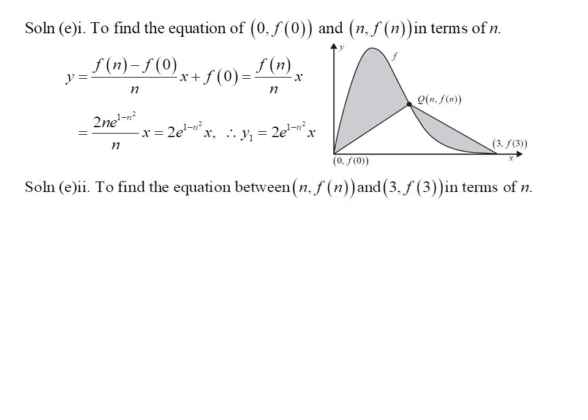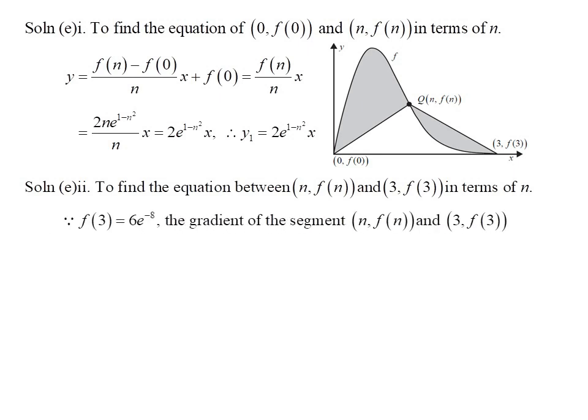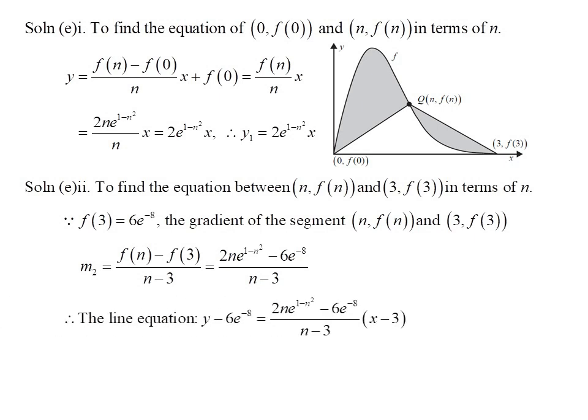Subpart 2 is to find the line equation between q and point 3, f of 3, in terms of n. Since f of 3 equals 6e to the negative 8, the gradient m2 equals (f of n minus f of 3), all over (n minus 3), which equals (2n times e to the result of (1 minus n squared) minus 6e to the negative 8), all over (n minus 3). Hence, we have the line equation as shown on the screen.